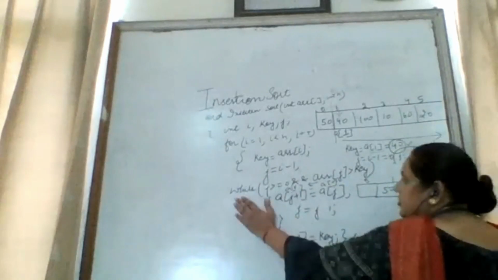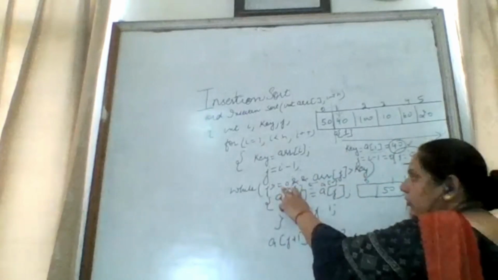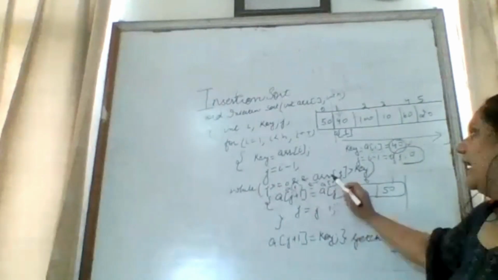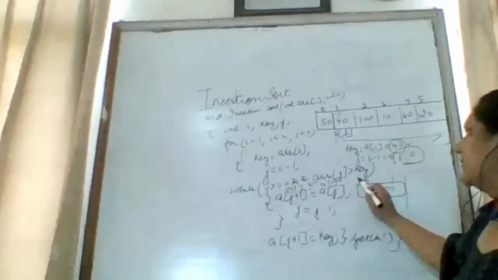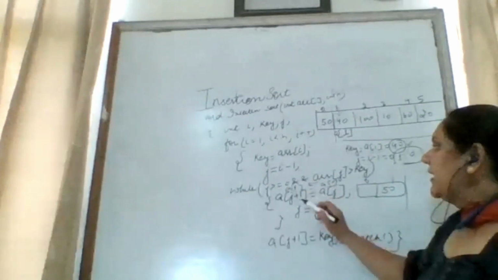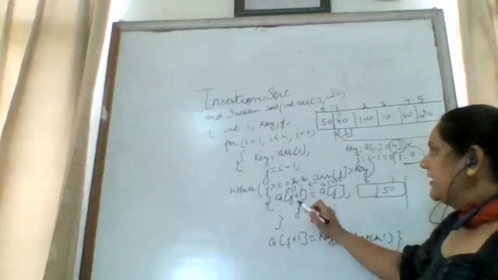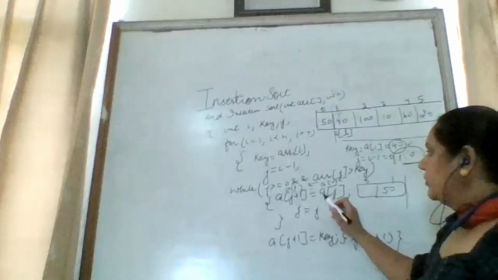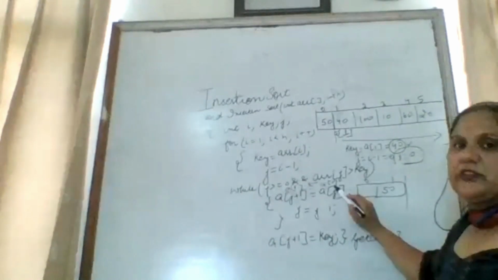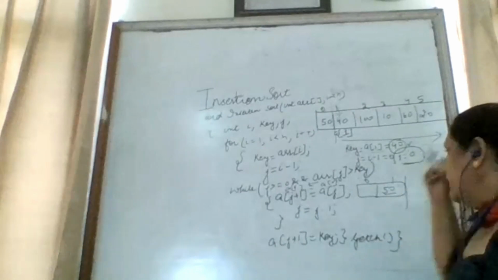Now you have to check this condition: while j is greater than or equal to 0, that is 0 is equal to 0, it is not greater. This condition is satisfied and array of 0 is greater than key. So 50 is greater than key. Now what we will do, we will move this element to this position. So array of j plus 1, 0 plus 1 is 1, is equal to a of j. A of j is a of 0. So the element which is at 0 position will move to the 1 position. So you have got 50 here.